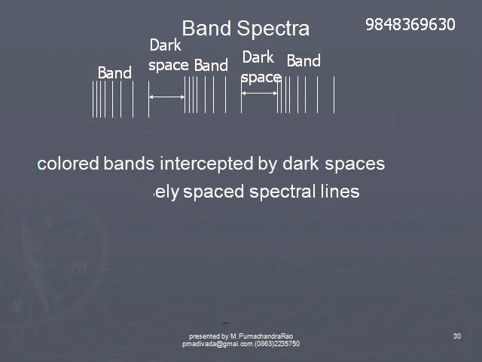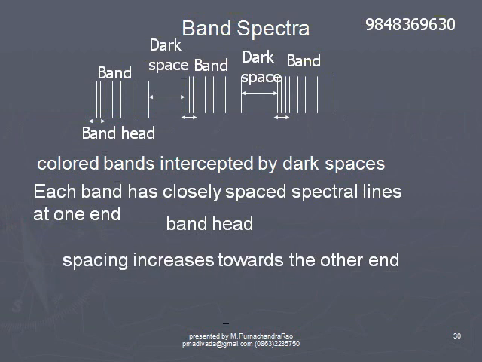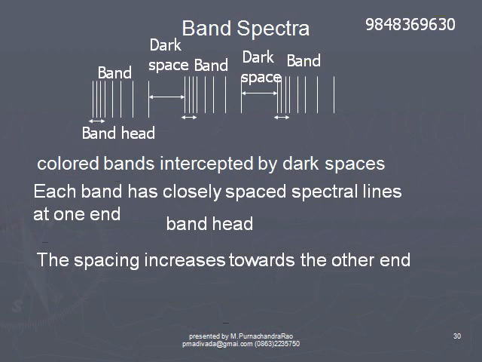The lines are very close at one end, and we call this end the band head. At one end, they are very closely spaced. The spacing of these lines increases as we proceed towards the other end. So from left to right, you notice the distances between the spectral lines increase.